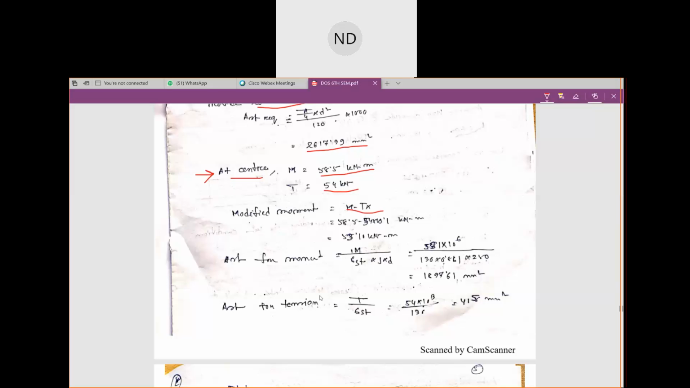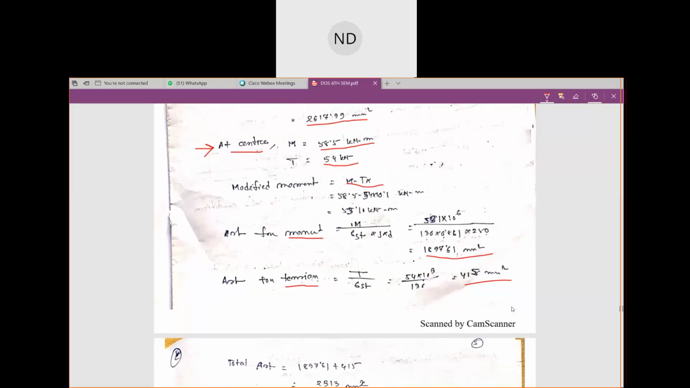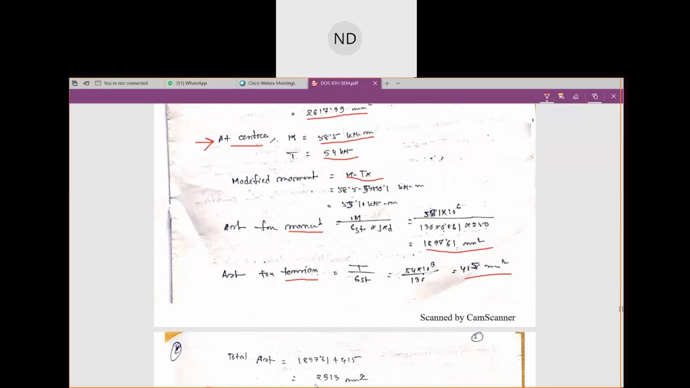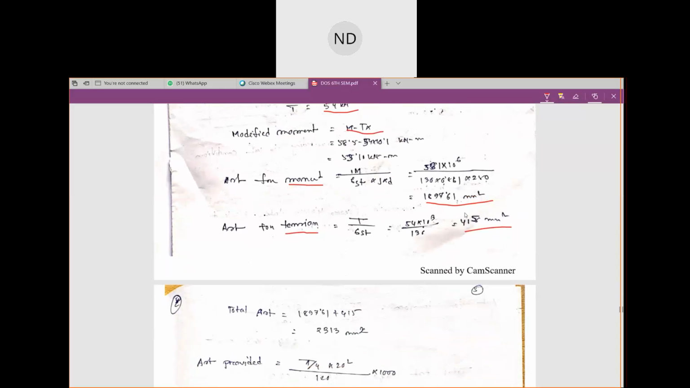So area of steel for tension is T by sigma st. Area of steel for moment is 189,761 over 415, which is 1 mm square. So now what is happening? Again we will find the total area of steel, calculating both: the area of steel for the moment and the area of steel for the tension. Total area of steel is 2313, this plus this.